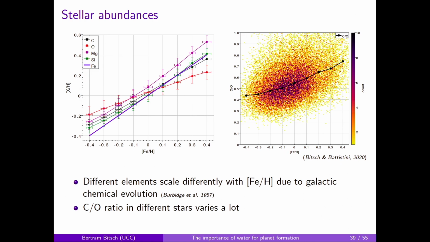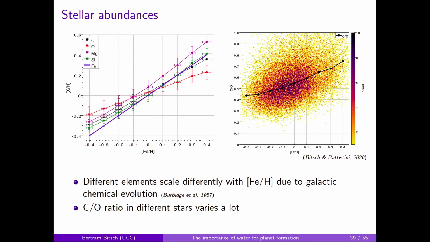But it also means, so the first thing that you can take away from this plot is, of course, that the different elements scale differently due to the galactic chemical evolution, which, of course, makes sense. But then, of course, we can actually plot the individual composition of our stars.